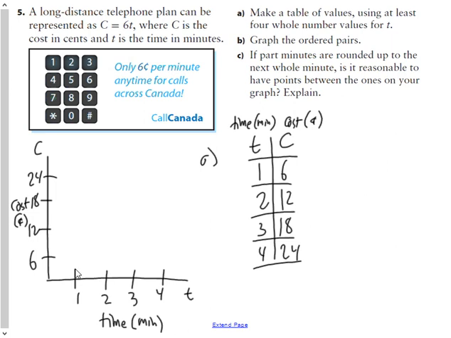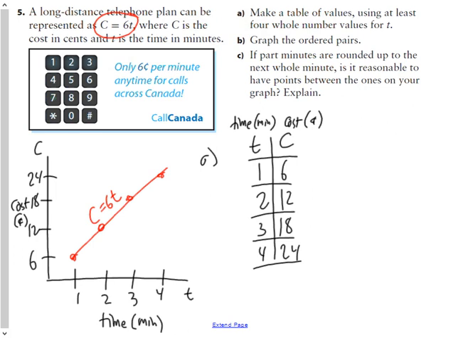When I plot my first 4 points, 1 and 6, 2 and 12, 3 and 18, 4 and 24, I make a line, which means there's a linear relation. Because I know there's a linear relation, because I knew it to begin with, there must be an equation, and the equation's already given to me. So C equals 6t is what all the values on that line represent.